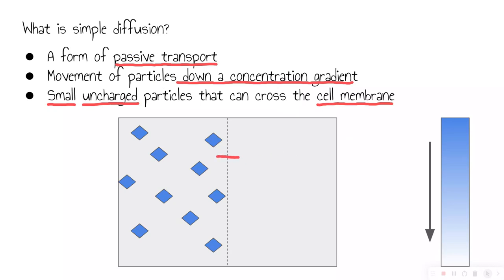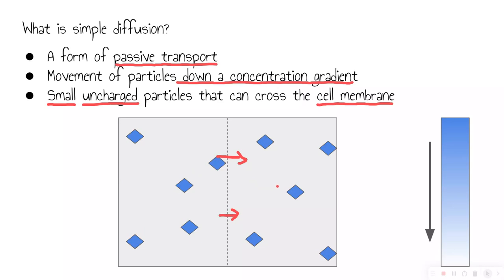They're going to go down the concentration gradient from an area of high concentration to an area of low concentration, and they're going to spread out until we have an equal concentration on both sides of the cell membrane.